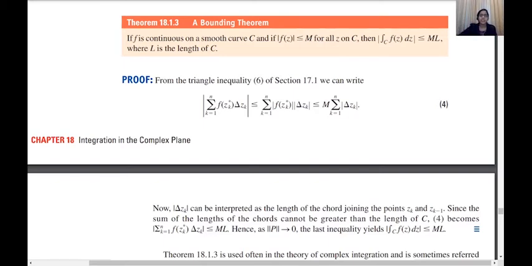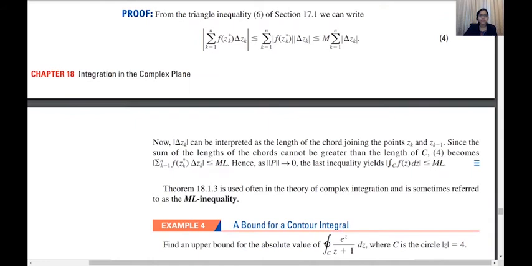So we get that the summation for k equal to 1 to n of f(zk) into delta zk is always less than or equal to M into L, where L is the length. So as the norm of the partition tends to 0, we can say that the integral over C of f(z) dz is less than or equal to ML. So it's a pretty simple proof.